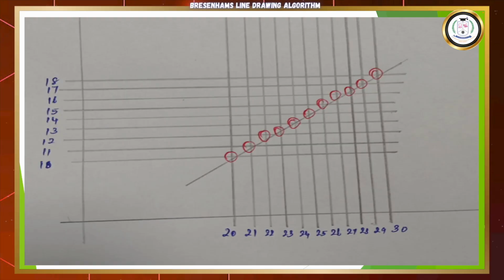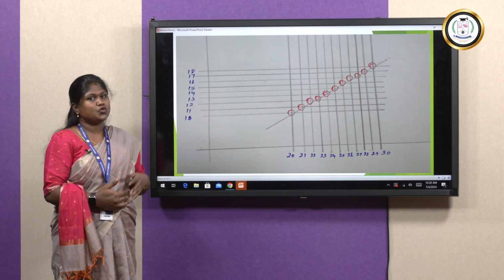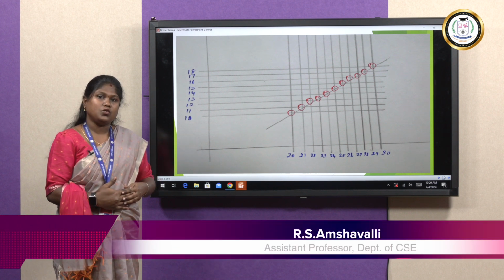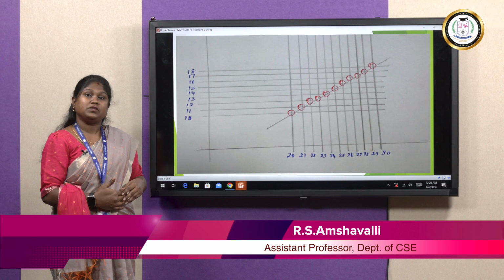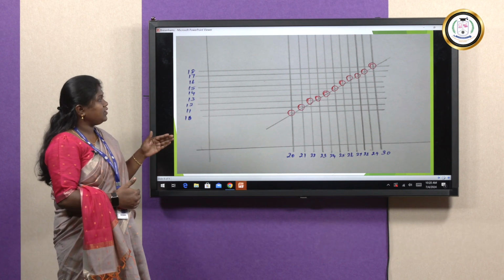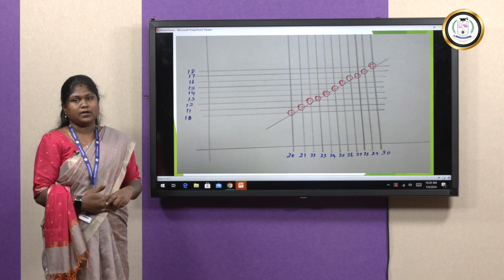So we can get the straight line, and the positive side of Bresenham's line drawing algorithm is we can deal with only integer numbers. Whereas in the DDA line drawing algorithm, we'll be dealing with some floating numbers, whereas in Bresenham's, we can deal with integer numbers and we'll get the straight line, and the accuracy is better than the DDA line drawing algorithm.